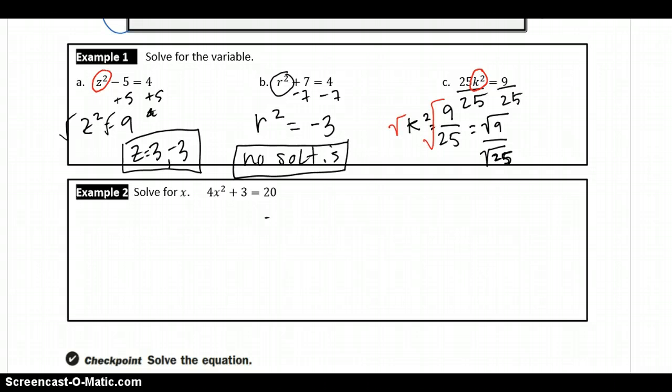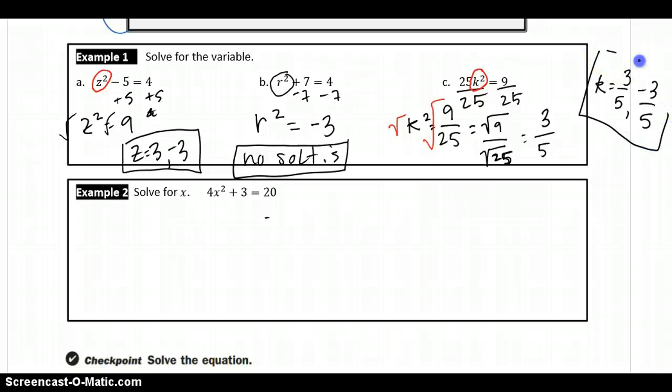Here the top is 9. What's the square root of 9? 3. Square root of 25? 5. Okay? So I solved that k could be equal to 3 over 5. However, is there anything else that I could have as a solution here? Negative 3 over 5. I have my positive and my negative solution. Questions on example 1, the first 3 problems.